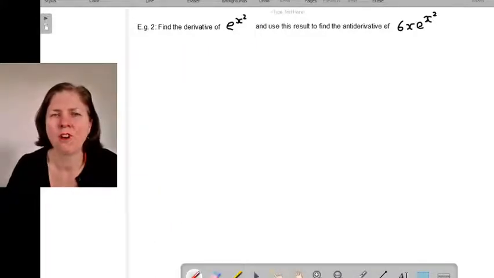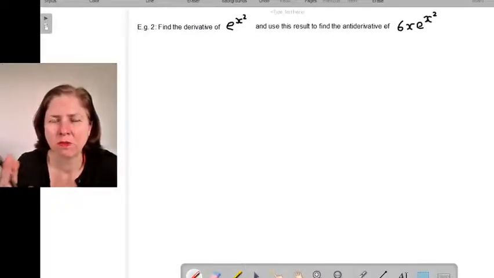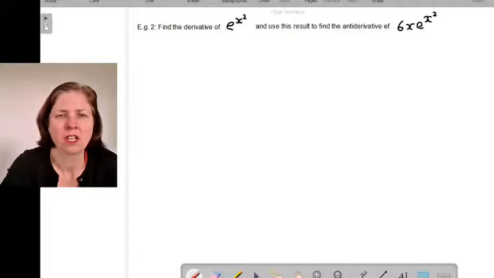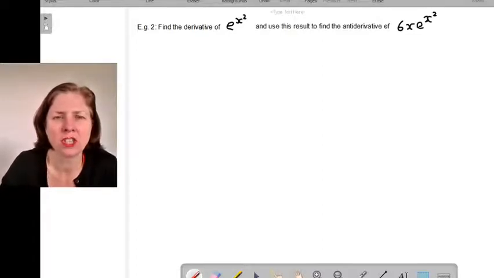I need to find the derivative of e to the power of x squared. Before we go to the next part, let's think about that. I need to define the derivative. This is a chain function, a composite function, which means I'm going to use the chain rule. And then I need to use my result to find the antiderivative of 6x times e to the x squared.